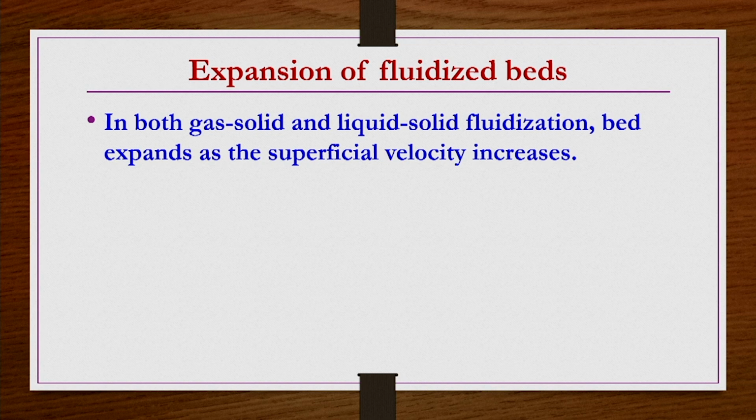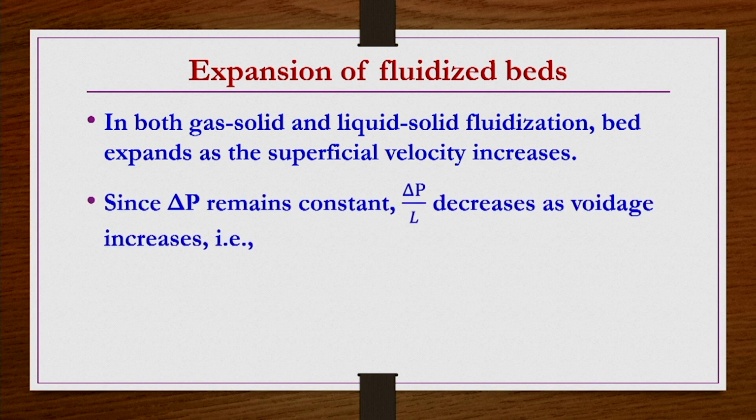So, as you increase the superficial velocity, pressure drop remains constant, it does not change with the superficial velocity, but the pressure gradient decreases as the epsilon increases. So, pressure gradient decreases as voidage increases, because initially the voidage is low, but now the superficial velocity is increased beyond the minimum fluidized conditions. That is the reason the voidage is increasing, bed expansion is taking place, particle volume is remaining the same. When the bed expands, the overall volume of the bed is increasing, but the particle volume is the same, so correspondingly the voidage volume will increase. That means epsilon will increase.